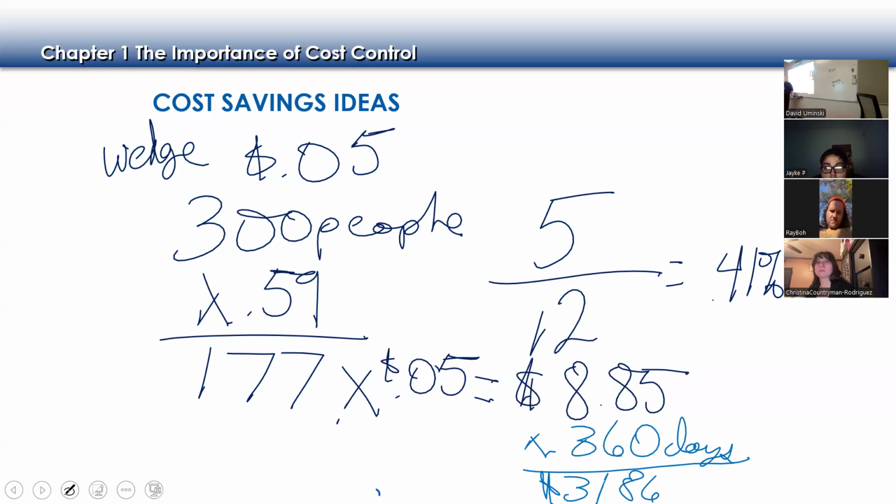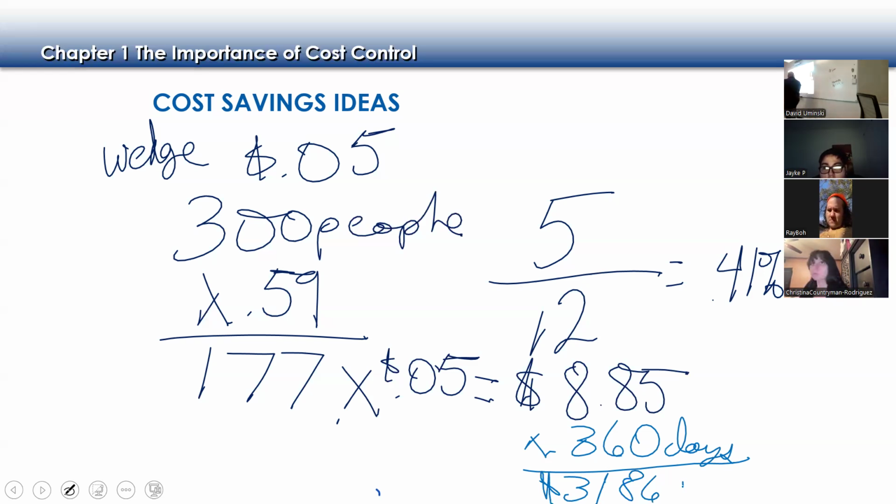And if we just change our policy to have our servers say, would you like lemon with your tea? At 2.5 seconds that could potentially lead to $3,000 in savings. And that's one ingredient. Okay. So that's what we're going to talk about in this class.